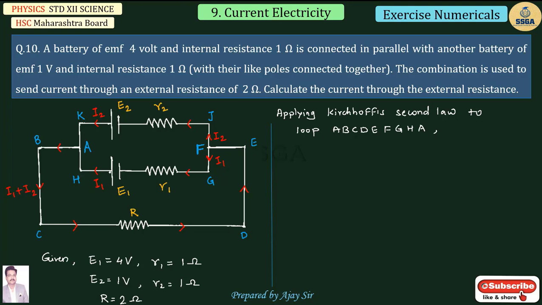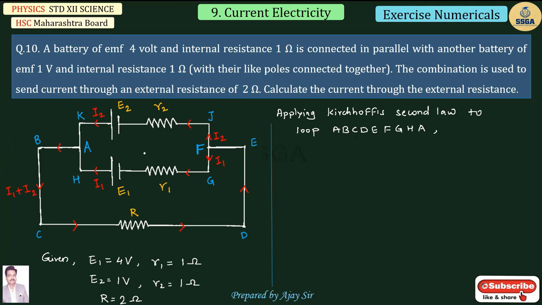So always we have to consider the second terminal. If the second terminal is positive, then you consider the EMF as positive. While tracing from the positive terminal to the negative terminal, the EMF is negative, because the second terminal is negative in this case. So these are the two sign conventions for EMF. Now let us apply Kirchhoff's second law to this loop.